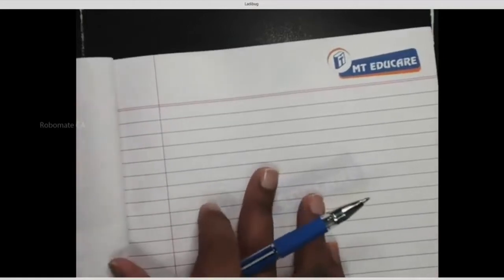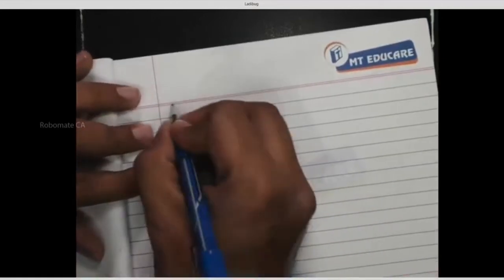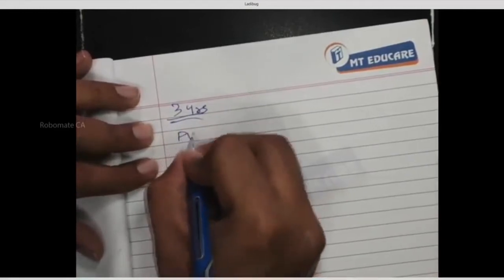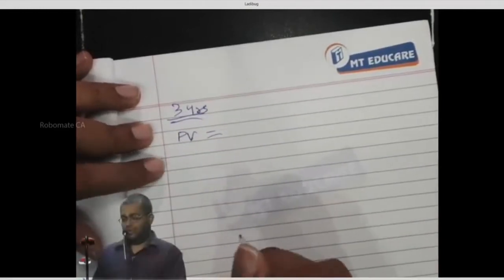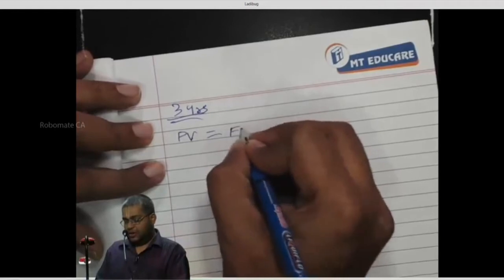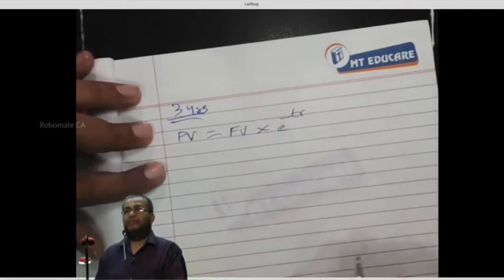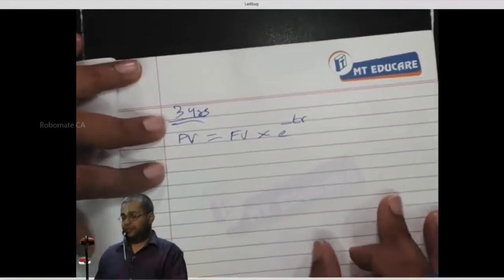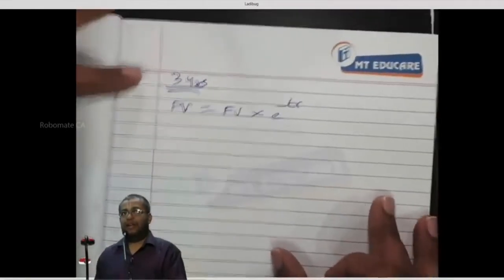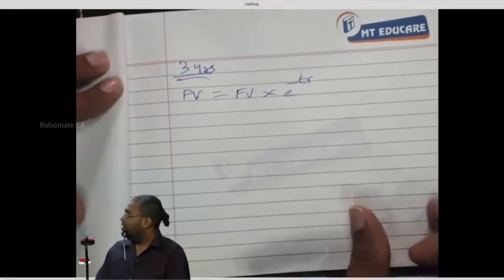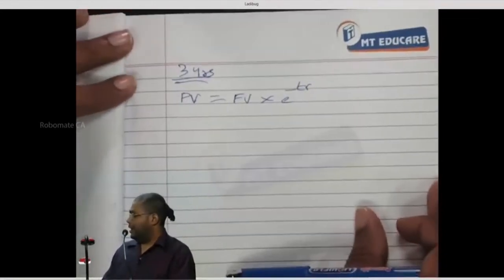So let us do it for 3 years. Please write 3 years. Present value is equal to future value into e power minus tr. Please write the formula. Present value is equal to future value into e power minus tr. Can I proceed?